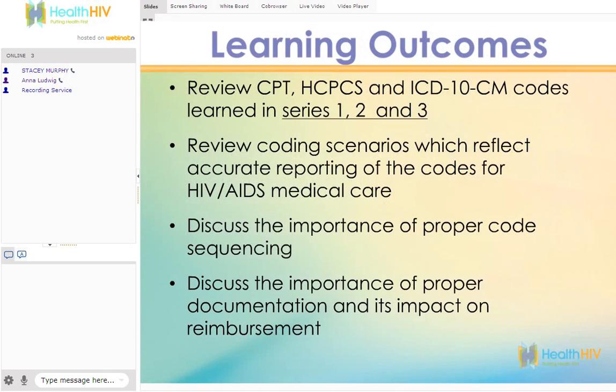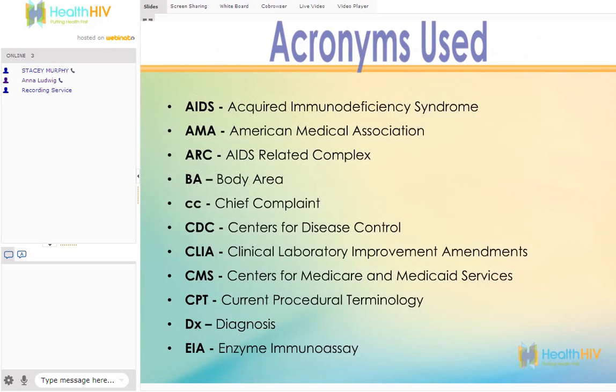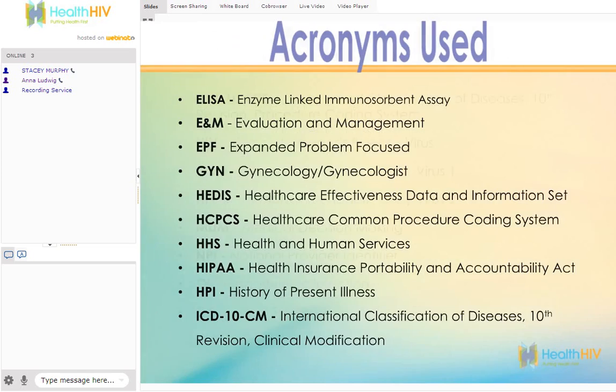So the learning outcomes, again, we're going to review the CPT and HCPCS codes along with the ICD-10 codes that were covered in Series 1, 2, and 3. We will look at some very specific coding scenarios which reflect the accurate reporting of the codes for AIDS and HIV medical care. We'll discuss the importance of proper code sequencing, also looking at modifiers when applicable, and discuss the importance of proper documentation and its impact on your reimbursement. The next few slides are just the acronyms that were used in the webinar series.